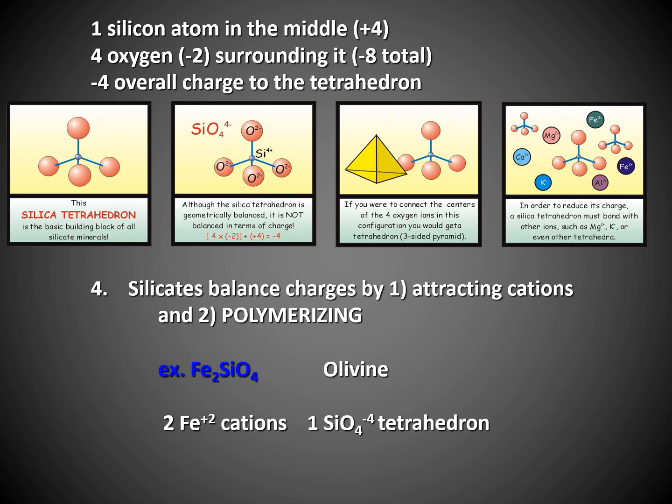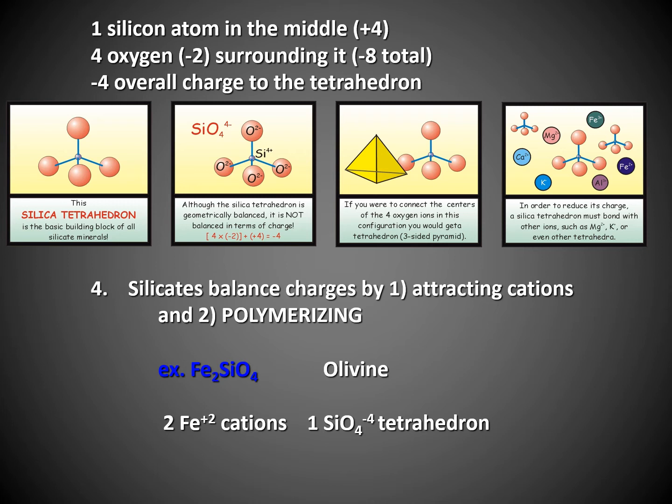It can also balance out its charge by doing something that we call polymerization. Polymerization is a chemistry term for repeating a molecule again and again and again. So what I want to do, it's easier for me to do this on the board than by PowerPoint. So let's just take what we know so far and let's build a tetrahedron.